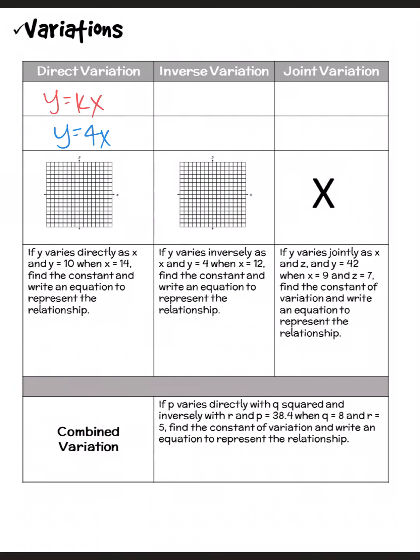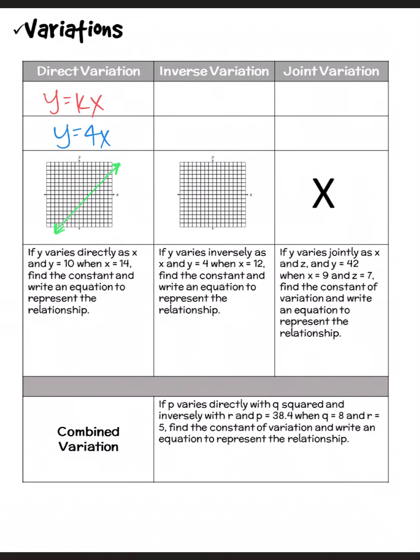And so in this example, our k would be 4. And this is an example, like I mentioned earlier, of our linear functions. So if we were to graph this direct variation, it would be a straight line. And a word problem example would be something like this.